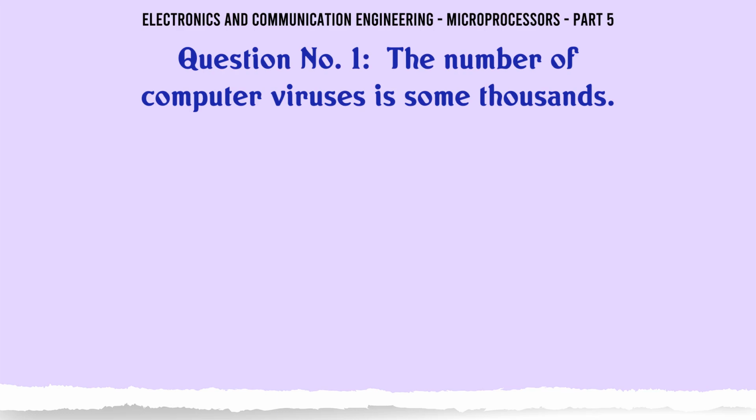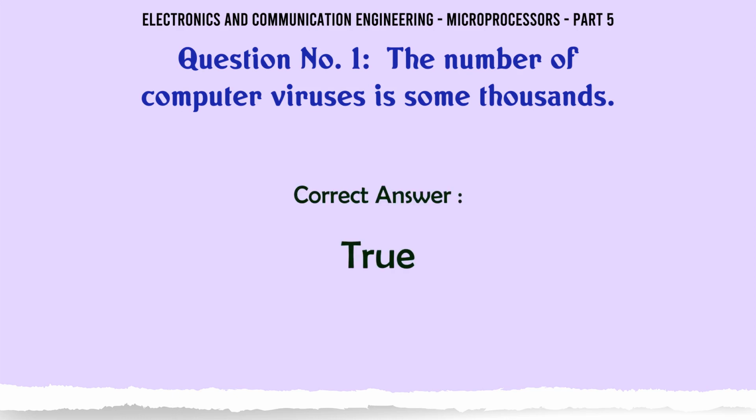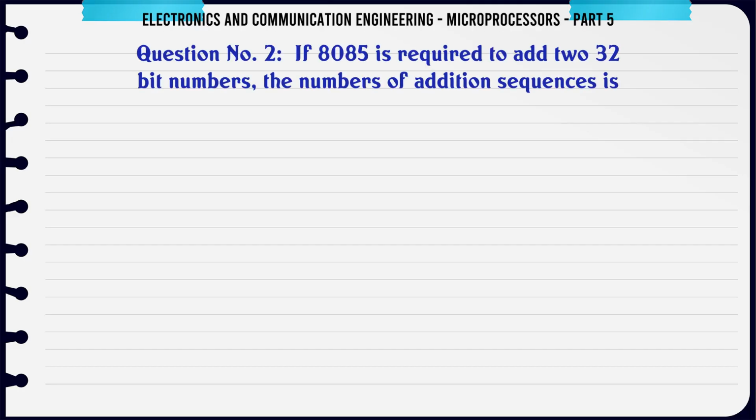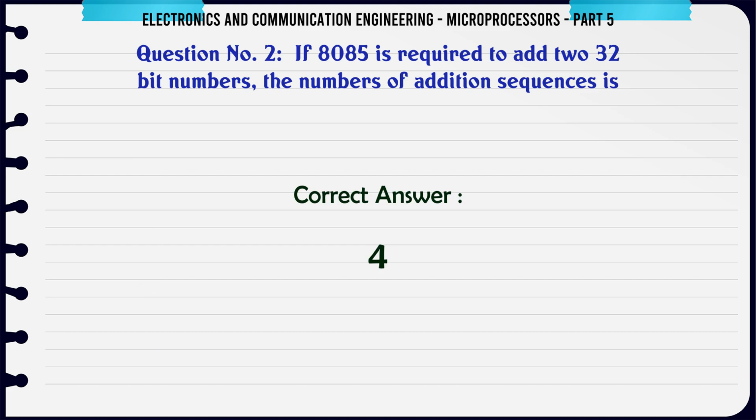The number of computer viruses is some thousands. A. True. B. False. C. D. The correct answer is true. If 8085 is required to add two 32-bit numbers, the number of addition sequences is A. 1, B. 2, C. 4, D. 8. The correct answer is 4.